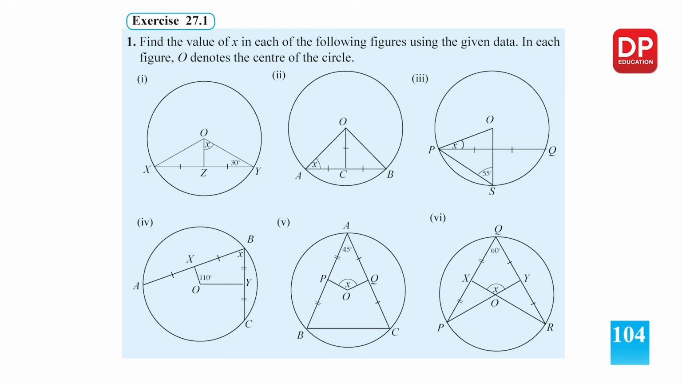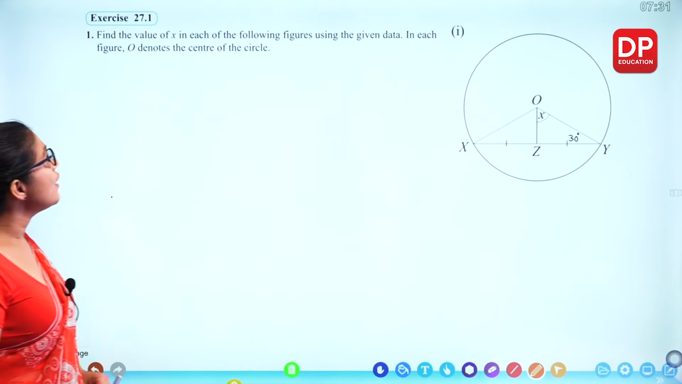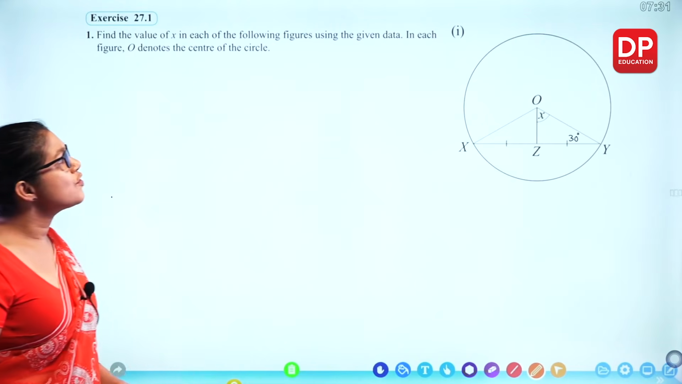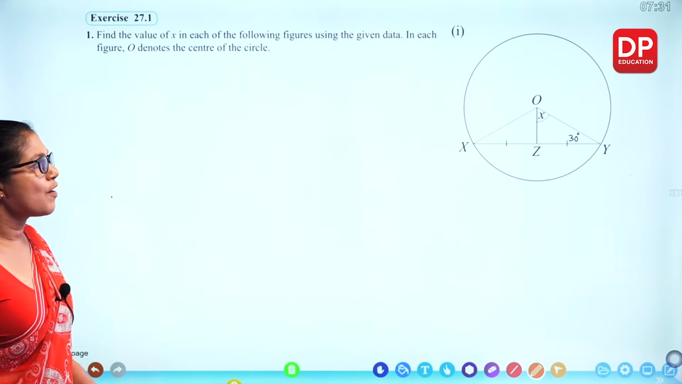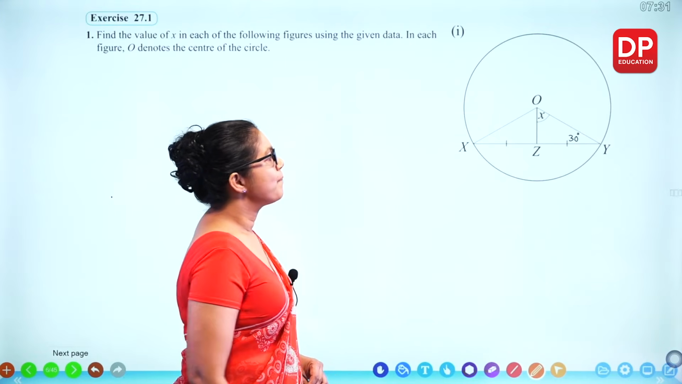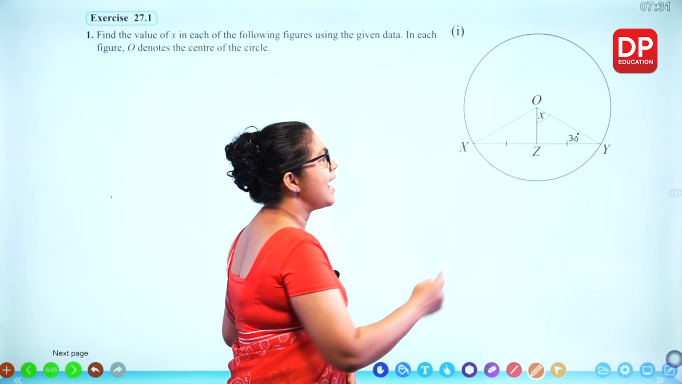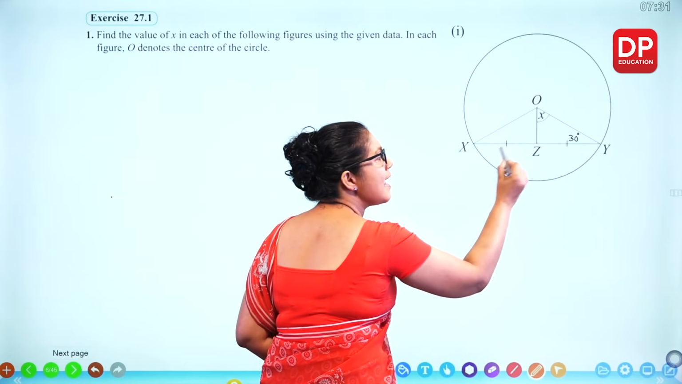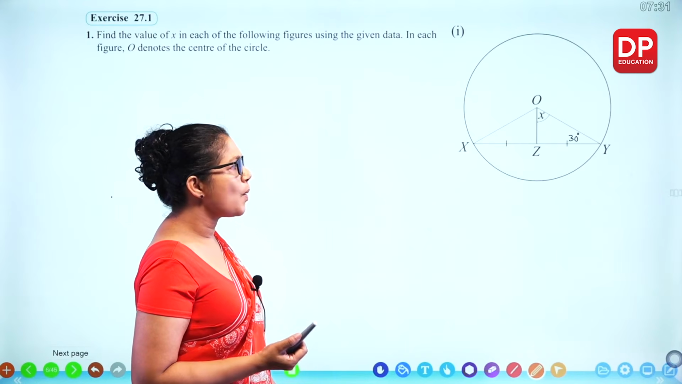Let's take exercise number 27.1 and the first question. Find the value of x in each of the following figures using the given data. In each figure, O is the center of the circle. Now look at the diagram carefully. XY is a chord and O is the center. And here can you see these two lengths are equal, means Z is the midpoint of XY.